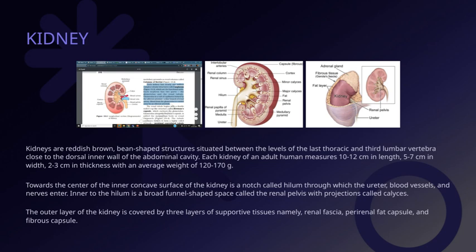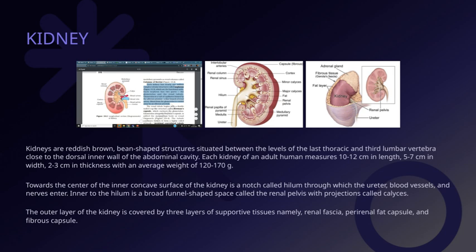The outer layer of the kidney is protected and supported by three main layers of tissue. These are the renal fascia, which is a connective tissue layer that helps hold the kidney in place, the perirenal fat capsule, a cushion of fat that provides insulation and protection, and the fibrous capsule, a tough layer that directly covers the kidney's surface. Moving inward, on the inner concave side of the kidney, there's a notable notch called the hilum. This is a crucial entry and exit point where the ureter, blood vessels, and nerves pass into and out of the kidney, facilitating its vital functions.